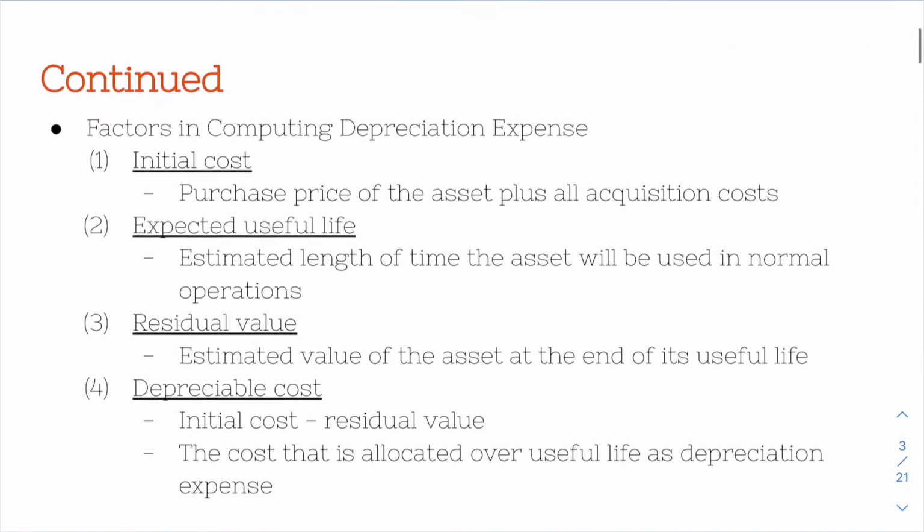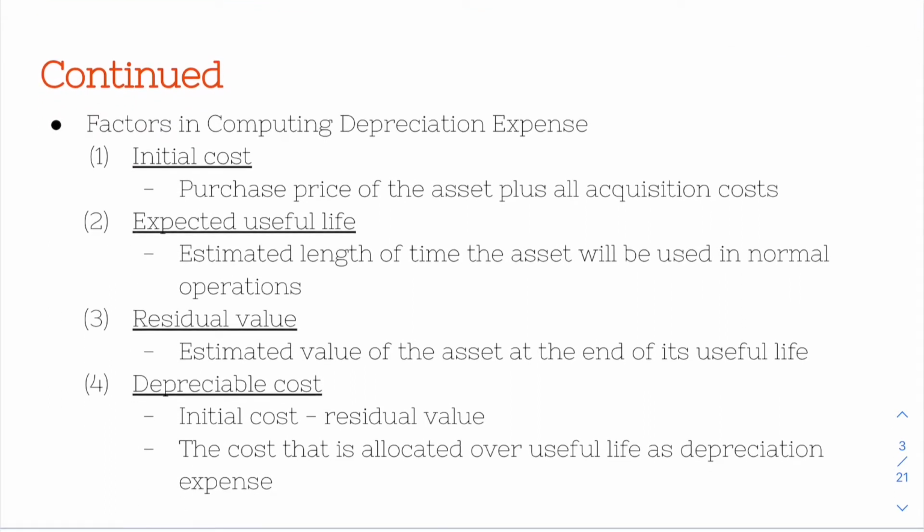Okay, so now we're going to focus on where you get the actual amount of depreciation from. You know how to do the entry, and it's pretty straightforward, but how do we get that $1,000 from up above? How do we know what the depreciation expense is per period? Before we go into the different methods, there are some terms to define first. The initial cost is the purchase price of the asset plus all acquisition costs. That's what we reviewed at the very beginning. That's an important factor in computing depreciation expense.